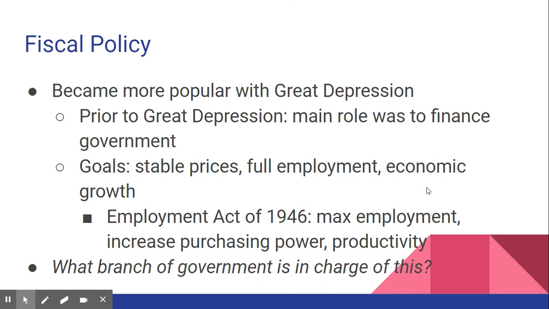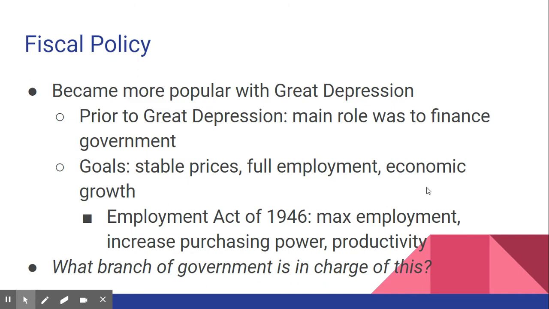A 10 to 12 year period of high unemployment rates, very low economic growth, very poor economic production, and just really stagnation throughout the economy. So Congress passed an act known as the Employment Act of 1946, which tasked Congress with ensuring that a Great Depression would never happen again.